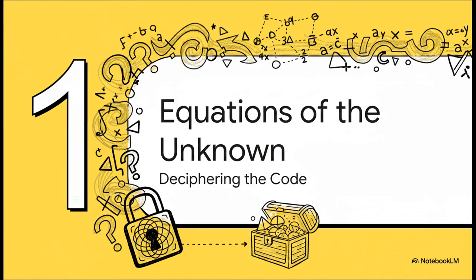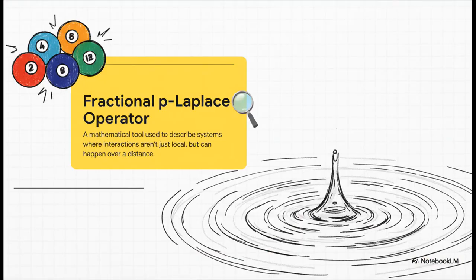Look, before we can find any answers, we got to understand the questions. And in math, the questions are always wrapped up inside the equations. So the heart of this whole system is something called the fractional P-Laplace operator. I know it sounds like a mouthful, but the idea is actually pretty intuitive. It's basically just a way to talk about systems where things don't just affect their immediate neighbors. So forget about billiard balls just bumping into each other. Think more like dropping a pebble in a pond and watching the ripples spread all the way across. That's the kind of long-distance interaction this thing is built to describe.